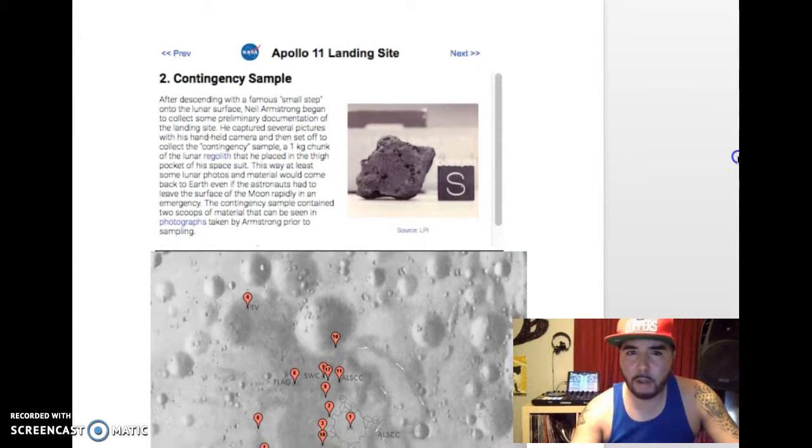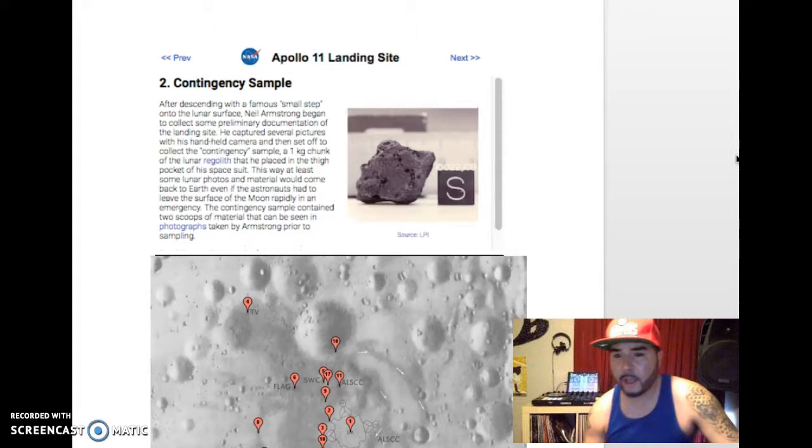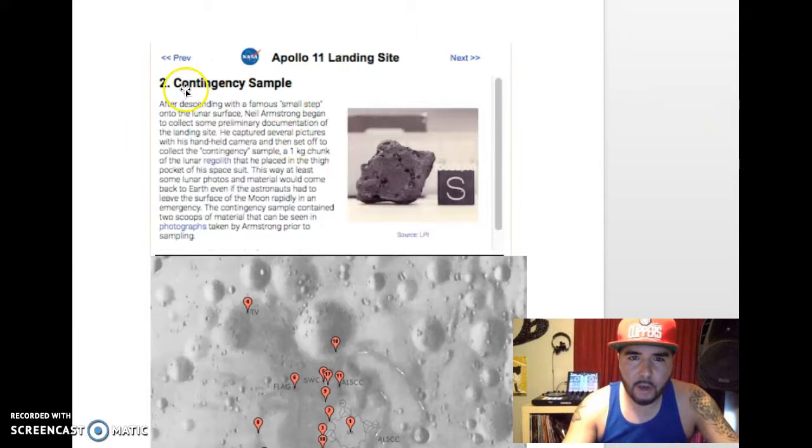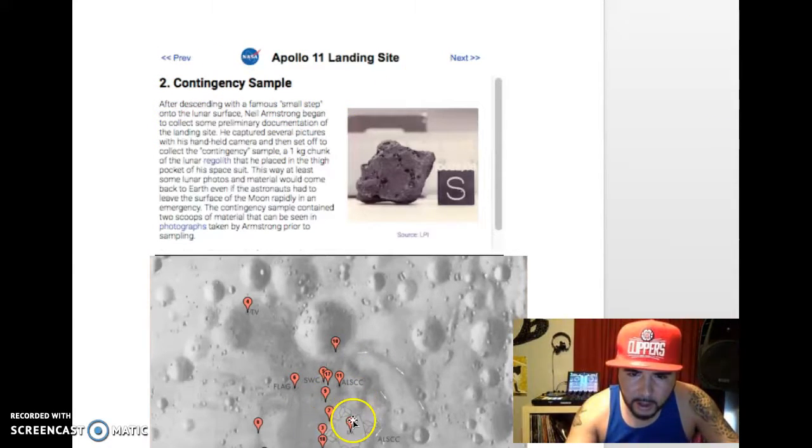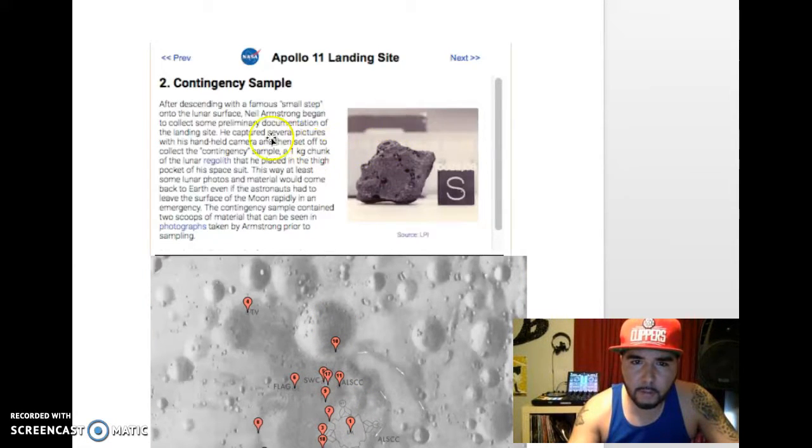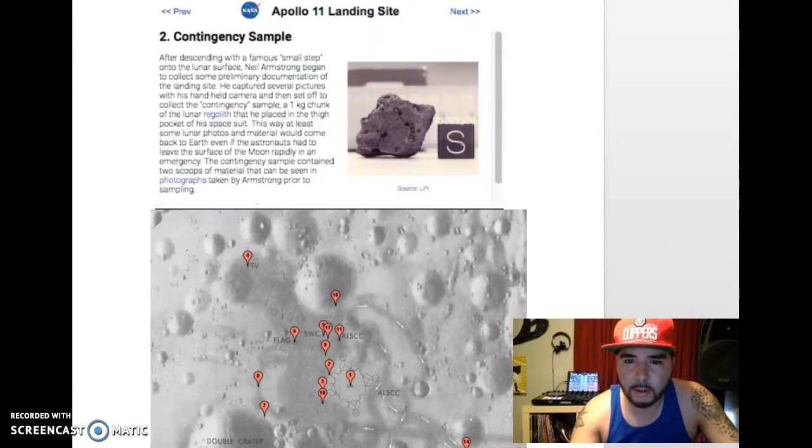This was from the Apollo landing site where they collected a bunch of samples. It is from number 2, right, which is right here from where they landed. They collected a bunch of items, and this was one of them. A chunk of the lunar regolith, and he placed it in the thigh pocket of his spacesuit. So that was one of the astronauts, Neil Armstrong, actually.